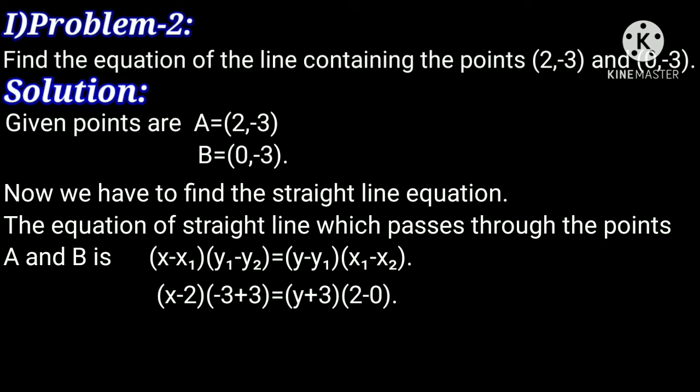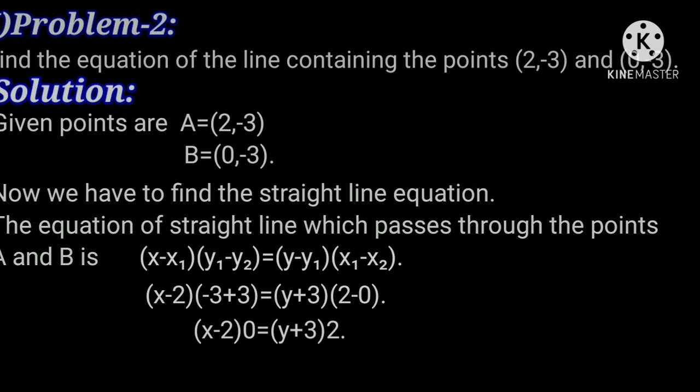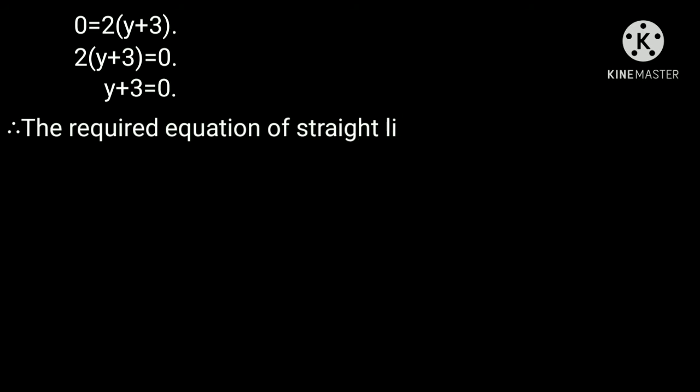After simplifying the above equation, then (x minus 2) into 0 equal to (y plus 3) into 2. Here 0 into anything value is 0. Then 0 equal to 2 into (y plus 3). From this, y plus 3 equal to 0. This is our required straight line equation. Therefore, the required equation of straight line is y plus 3 equal to 0. This is our given problem.